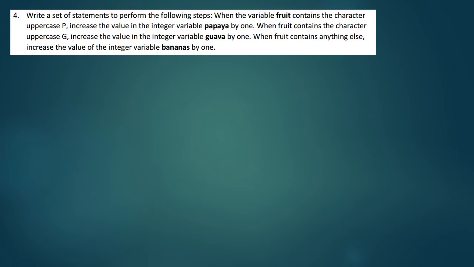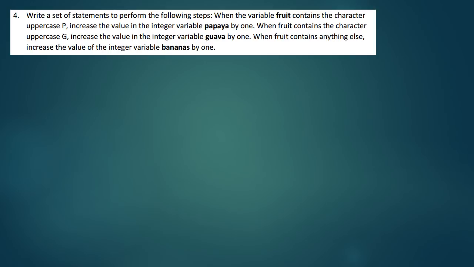Question number 4. Write the set of statements to perform the following steps. Now, one thing I want to point out about this question is that this question is not asking for a function. It's not asking for a main function. It's not asking for a full program. It's just asking for you to compare a variable called fruit and see if it's a P, then you're going to update a variable called papaya. If it's a G, you're going to update a variable called guava. And if it's anything else, you're going to update a variable called bananas.